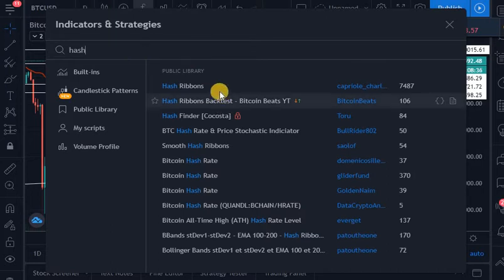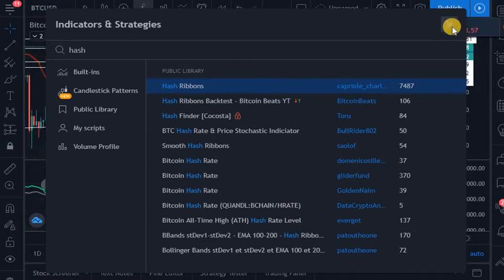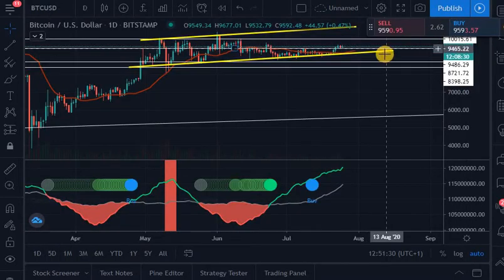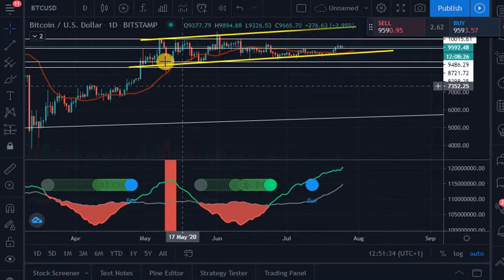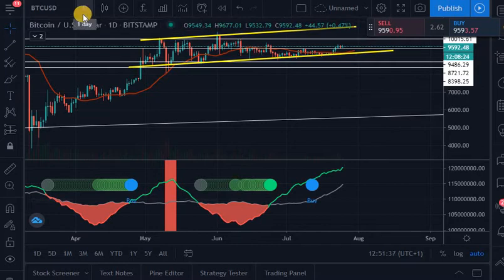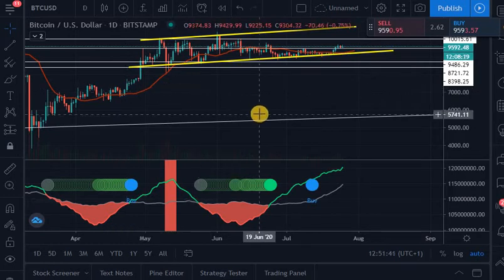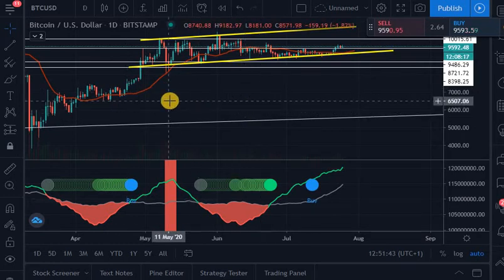Now as you can see, this is hash ribbons. You would have to click on it, and this is the indicator I am going to be using to effectively buy and sell Bitcoin. Now we are here. I am on the daily chart, as you can see, so every single candle here is represented by a day. Now let me show you how I buy Bitcoin using this indicator.